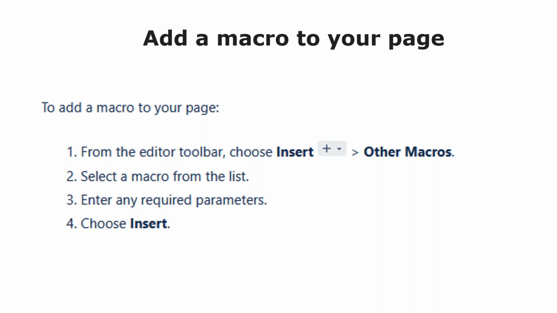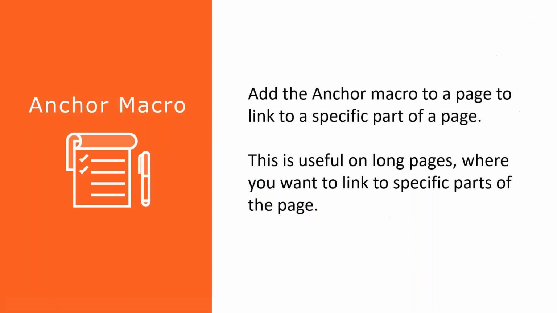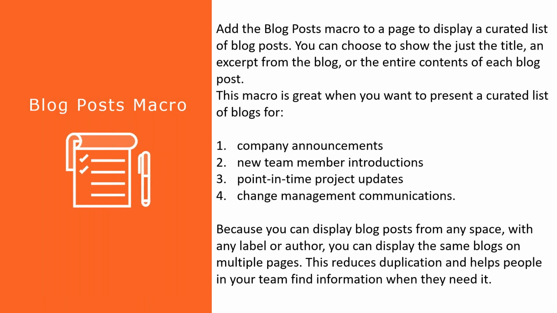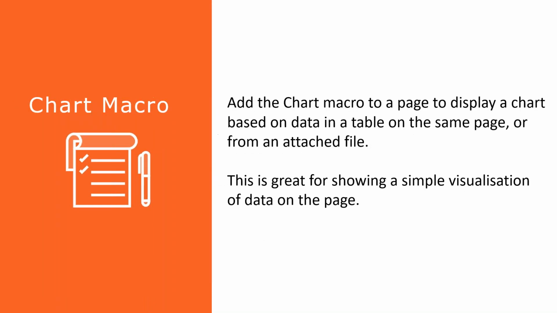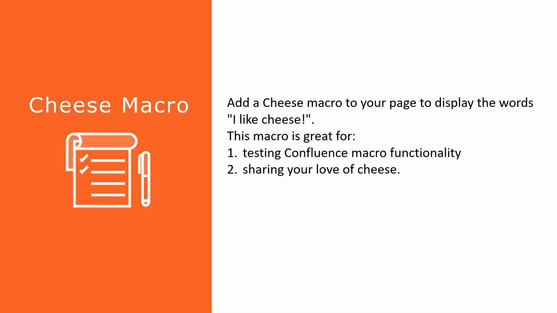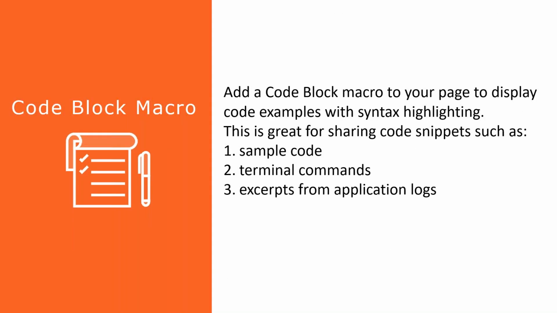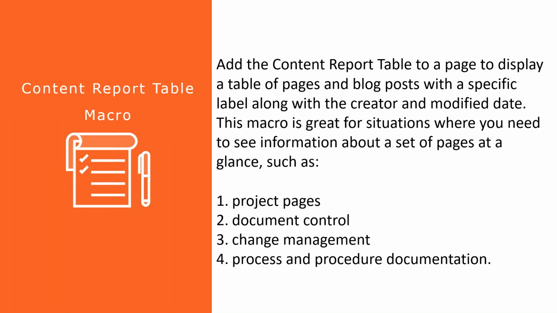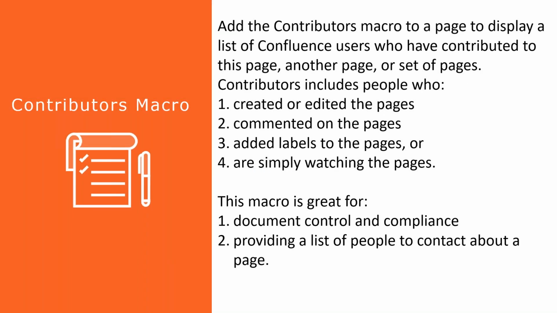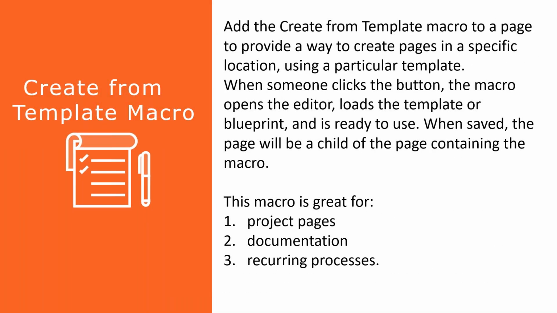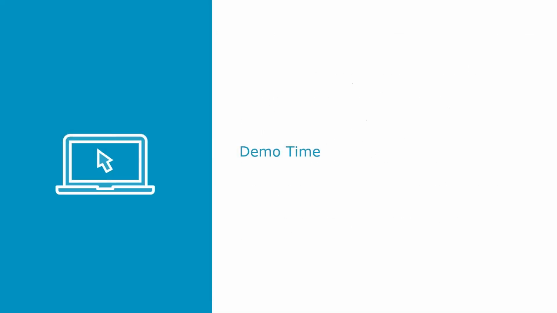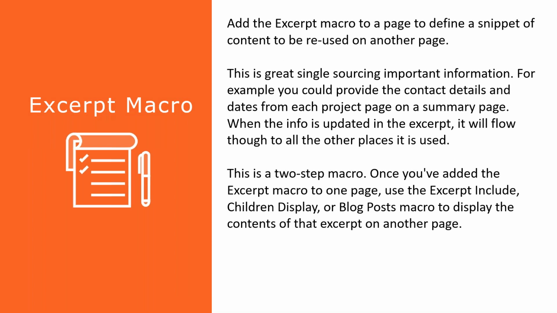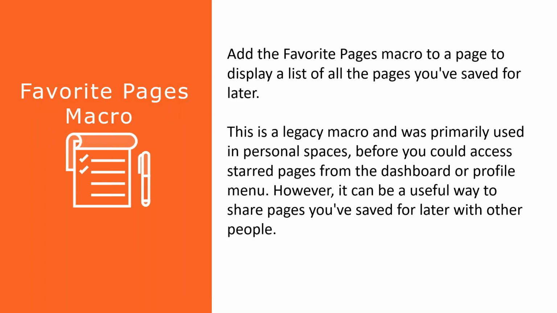This is the server edition image. Okay. So there's one macro called anchor macro. Okay, there's one macro called attachment macro. One macro is called blog post macro, change history macro, chart macro, cheese macro, children display macro, code block macro, column macro, content by label macro, content by user macro, content report table macro, contributor summary macro, create form template macro, create space button macro, expert include macro, accept macro, expand macro, favorite macro.